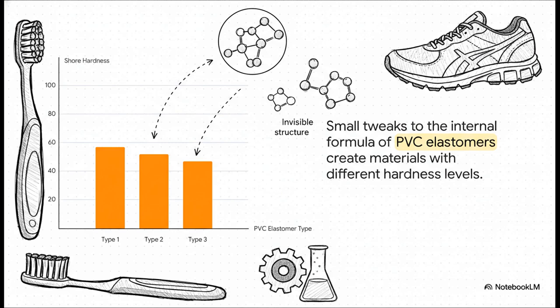And hey, this isn't just for some crazy futuristic lab stuff. Just look at this chart for simple PVC elastomers. By making tiny tweaks to the internal recipe, manufacturers can create all these different grades with different levels of hardness. That's why the soft grip on your toothbrush feels so different from the tough sole on your running shoe, even though they might come from the same family of materials.